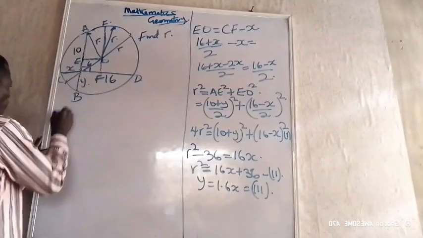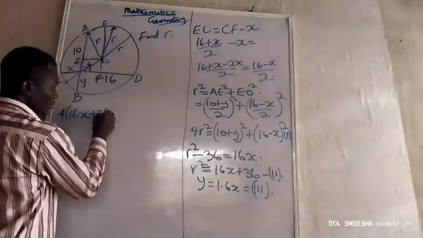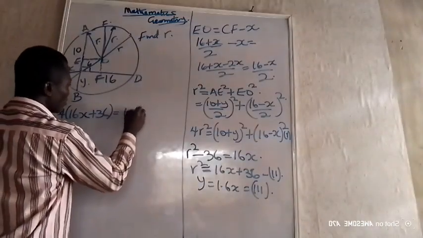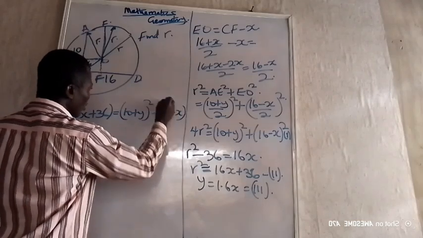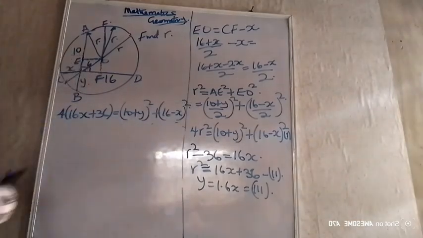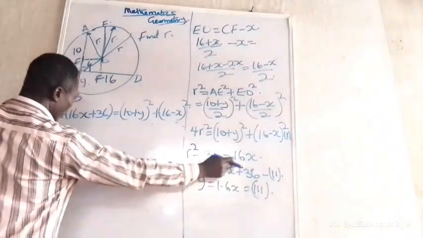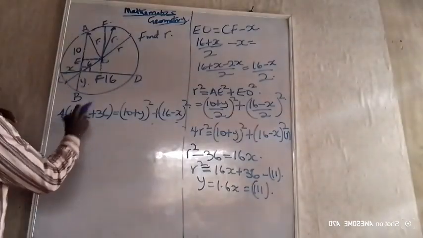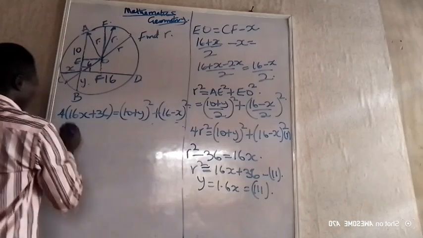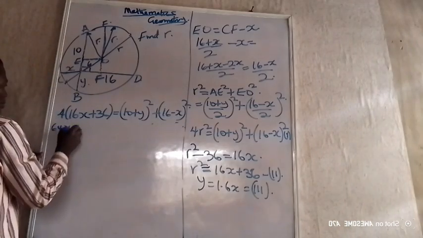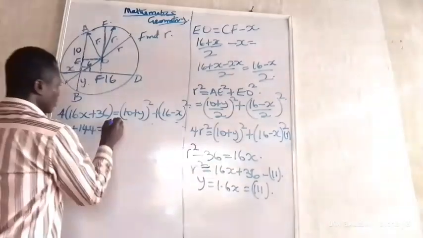I can now say 4 into 16x plus 36 is equal to 10 plus y all squared plus 16 minus x all squared. Now, I am substituting R squared into this first equation. R squared equals 16x plus 36. So I have 4 into 16x plus 36 equals 10 plus y squared plus 16 minus x squared. So this is going to give me 64x plus 144 is equal to 10.